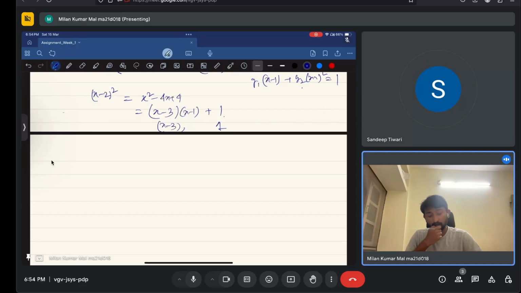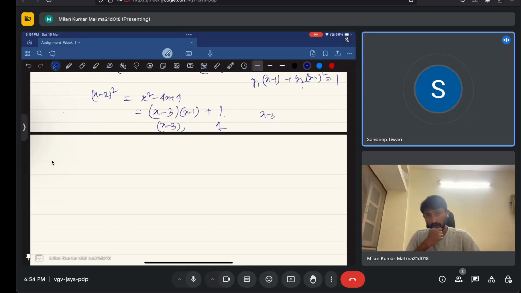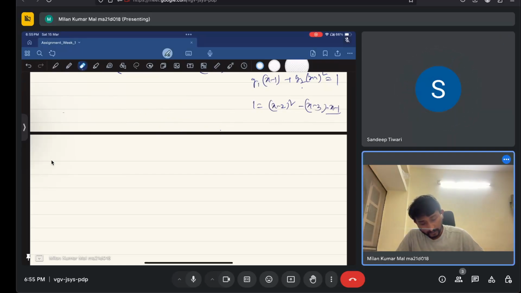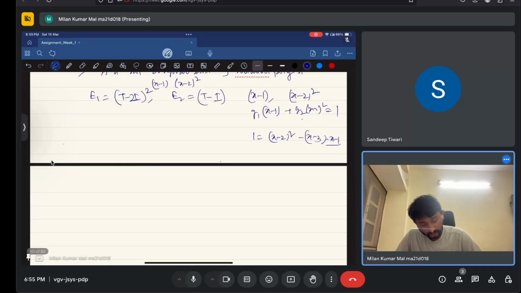Now next we have to divide x minus 3 by x minus 1. No, why are you dividing? Just write 1 is equal to x minus 2 whole square minus x minus 3 times x minus 1. This will work for our purpose. That's true, exactly. As we are getting 1, we don't need to do more. Maybe this is the way.